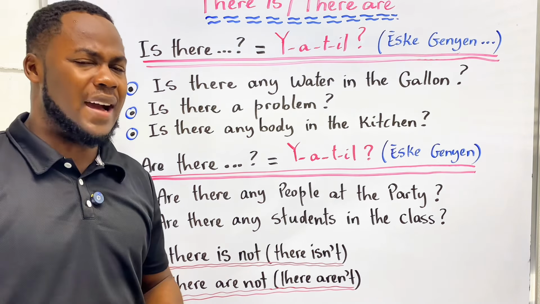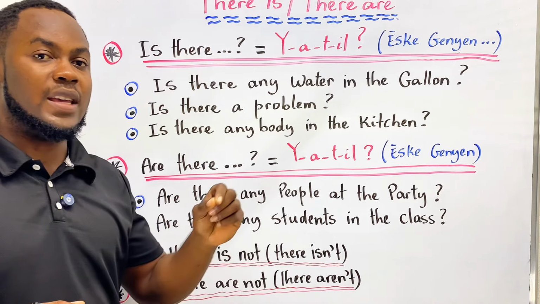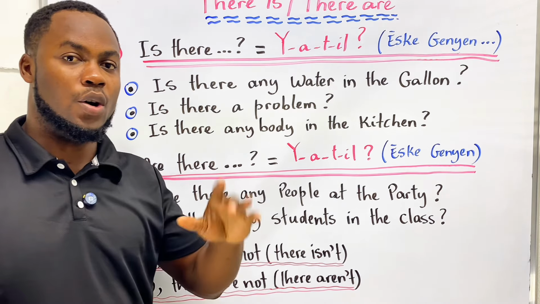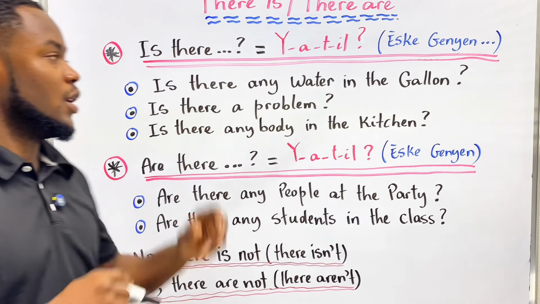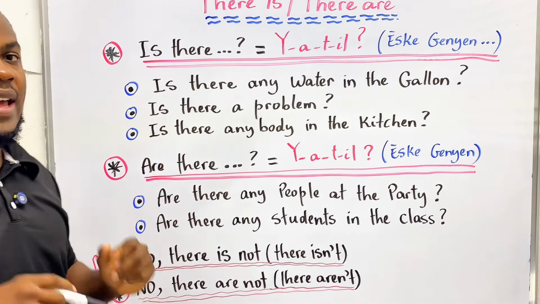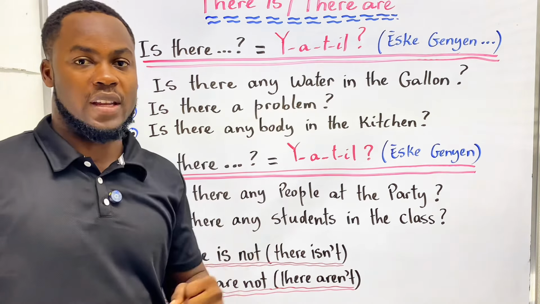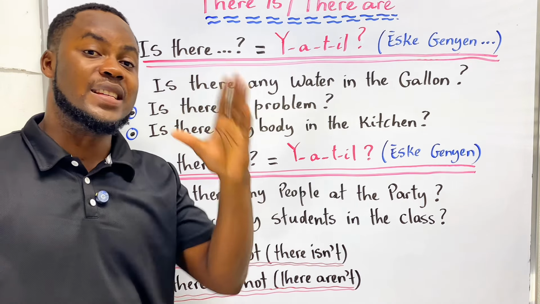Hey, is there anybody in the kitchen? If the answer is yes, I say, yes, there is. If not, no, there isn't. Or no, there is not. Okay, cool. So that was for is there. We use is there for the singular.